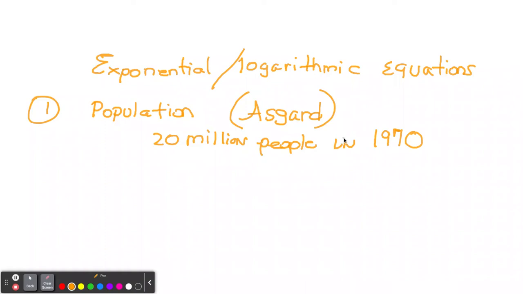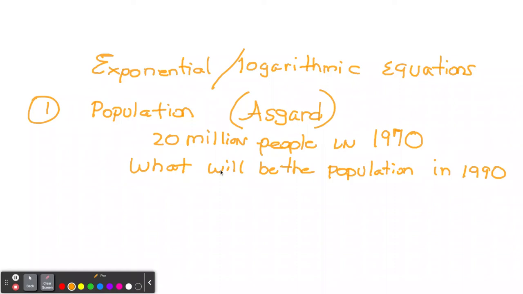Long time ago, right? And we want to know, and we're doing a prediction here, what will be the population. Let's say we're back in time. What was the population, let's just make it 1990, so give that 20 years. So what, not will, but what was the population in 1990? Big little question mark there. Let's not forget the question mark.